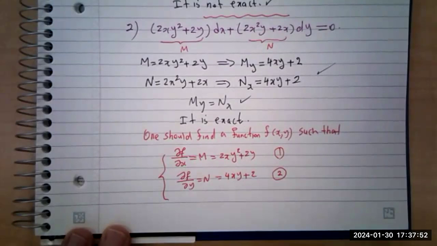Can you explain how come for M you did 2xy squared plus 2y, but then for N you did the differentiation in terms of x?